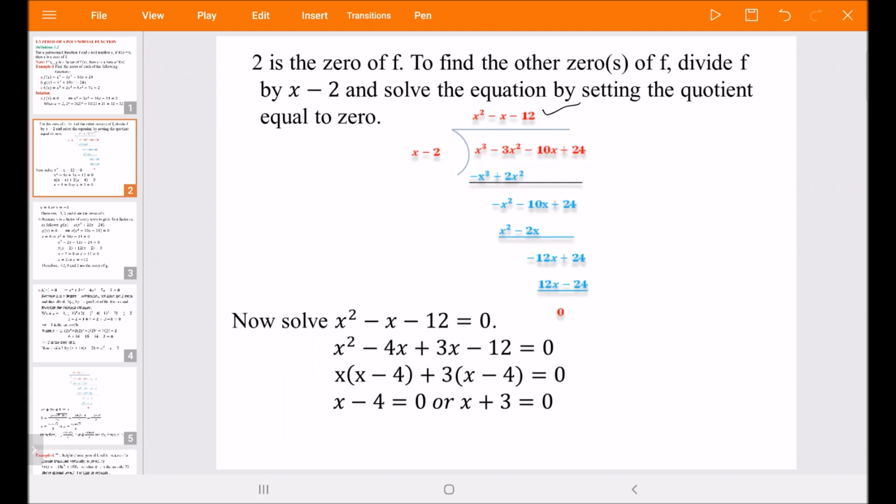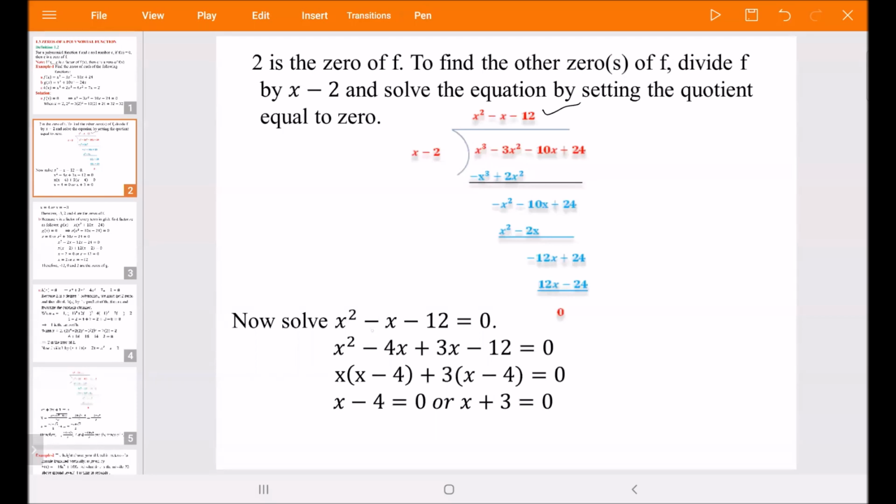According to the factorization method, actually the factorization method is used when all the coefficients in this quadratic equation are integers. Now the coefficient of x squared is 1, the coefficient of x is minus 1, and the constant term is minus 12, so it is possible to apply the factorization method. Find two integers, their product is minus 12 and their sum is minus 1.